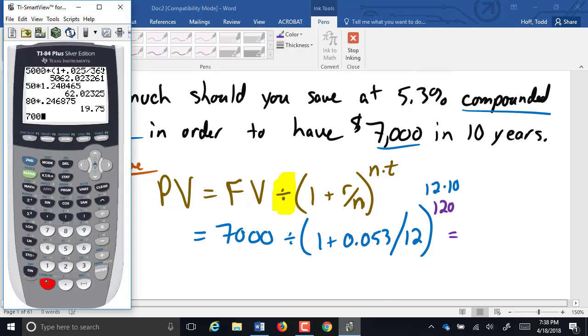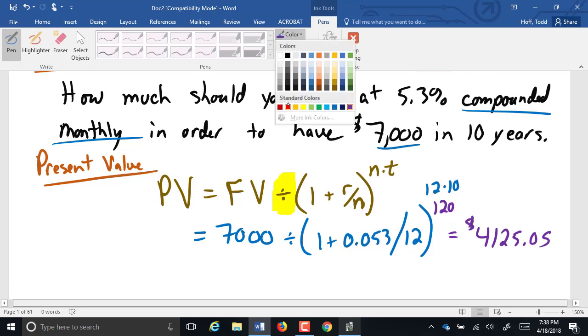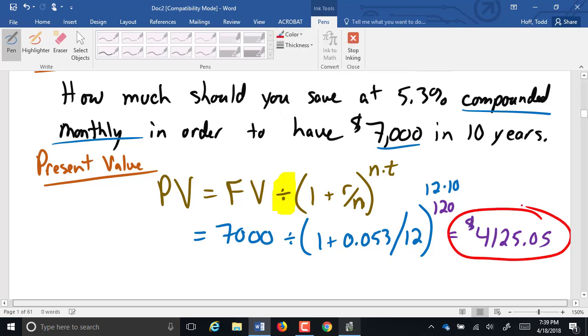So 7,000 divided by parentheses 1 plus 0.053 divided by 12, close parentheses, the power of 120. 4125.05. So what that's saying is right now you would have to put away $4,125.05. So you would have $7,000 in 10 years at that interest.